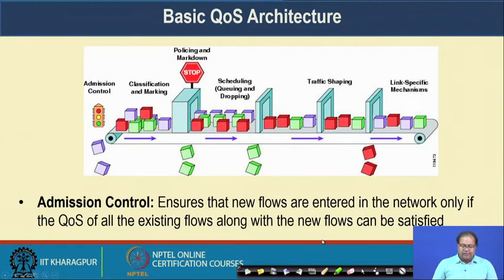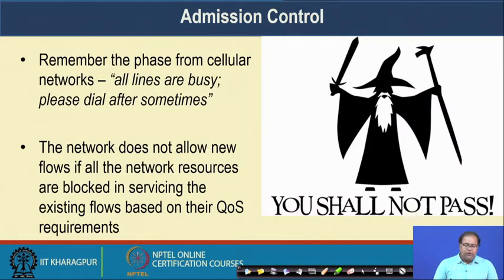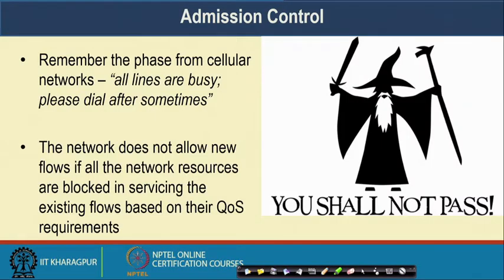So, let us start with admission control. As we mentioned, admission control ensures that new flows are entered in the network only if the quality of service of all the existing flows, including the new flow, can be satisfied. You have actually experienced this context of admission control. Many times, whenever you are dialing over, say, the cellular network, you have heard this phrase like all lines are busy, please dial after some time.